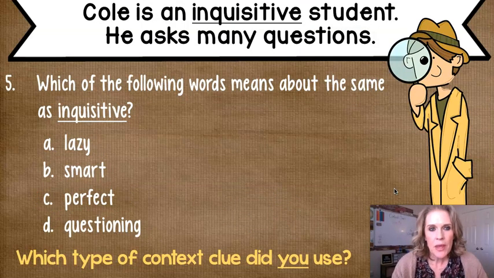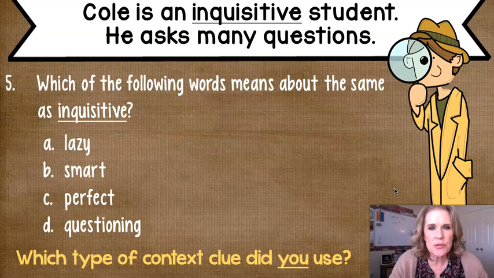Here's another one. Cole is an inquisitive student. He asks many questions. Which of the following words means about the same as inquisitive? Is it A, lazy, B, smart, C, perfect, or D, questioning? Let's go back and look for some clues.